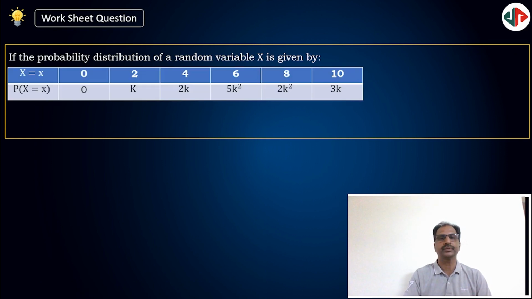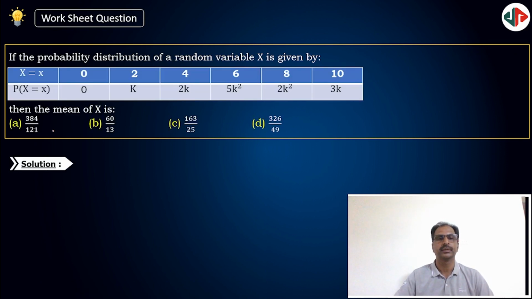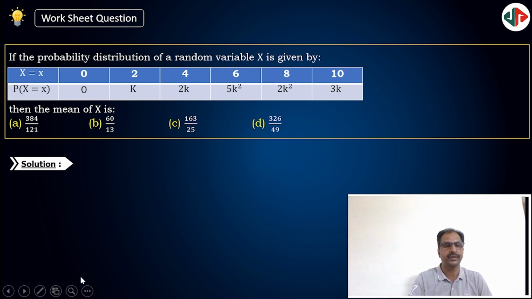Let us do worksheet questions from random variables and distributions. The probability distribution of a random variable is given by the following table. I have to find the mean of x. For that, first find k by using the sum of probabilities. What is the sum of all the probabilities?